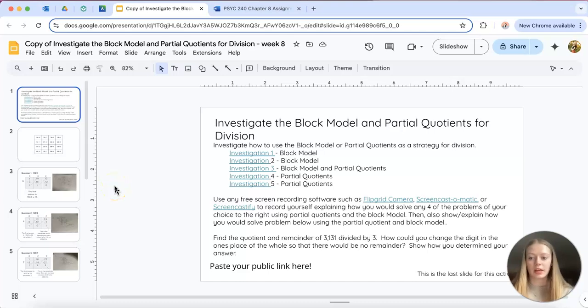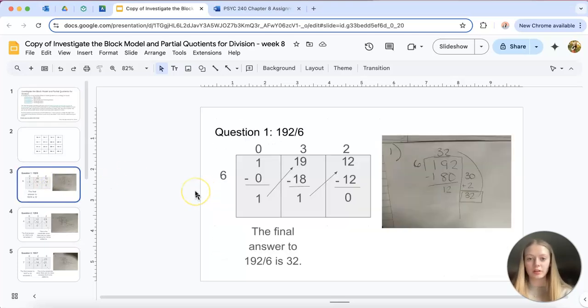Okay, here is my week 8 video blog. I'll be going over block models and partial quotients for division. For my first question, I chose 192 divided by 6.